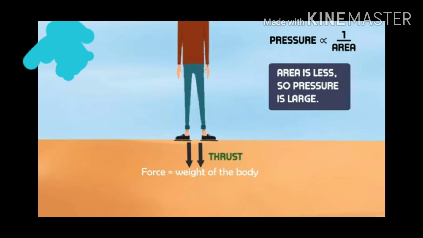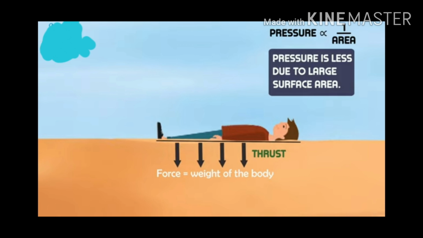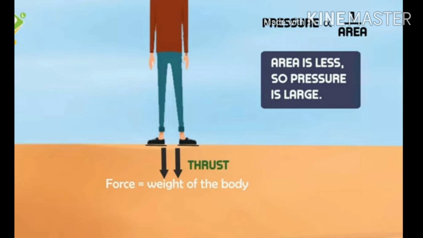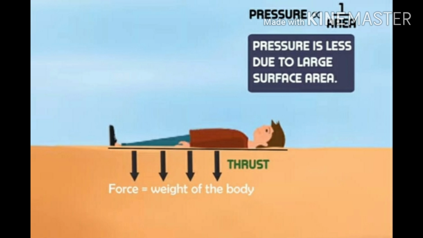When we stand on loose sand, our feet sink deep in the sand, whereas when we lie down on the same, our body does not sink deep. Why is this so? Because the maximum pressure will be exerted when the area of contact with the ground is minimum, and minimum pressure will be exerted when the area of contact with the ground is maximum.